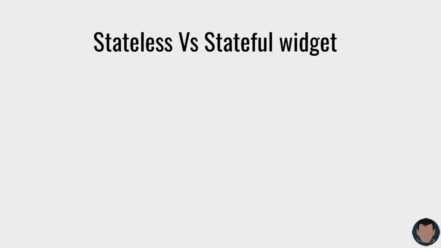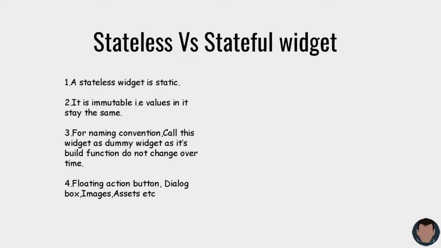Now, the last concept of Flutter is, no, not the last concept, but a core concept of Flutter is stateless and stateful widgets. If I break it down into some words, a stateless widget is static, it's immutable. That is, the values stay the same. For naming convention, call this widget a dummy widget. You remember widgets? Yes. Consider widgets as nuts and bolts that you are using for building a house. Same for building an application. Now, for naming convention, the stateless widgets are dummy because their build function does not change over time. The examples of stateless widgets are dialog boxes, images, assets, and etc.